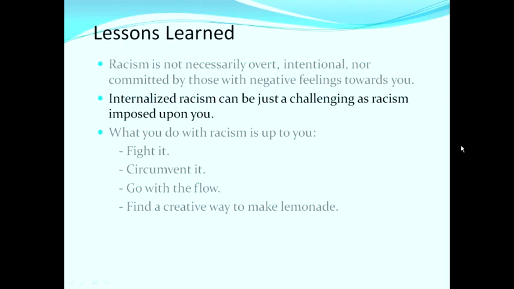Internalized racism can be just as challenging as racism imposed upon you. I did not have the moxie to say, nope, I can't teach multicultural psych because I've never done it. I just kind of took that in and said, okay, well, I'll do what you tell me to. I could easily have said no, and I would not have put myself through hell trying to stay half a week ahead of students at that time.